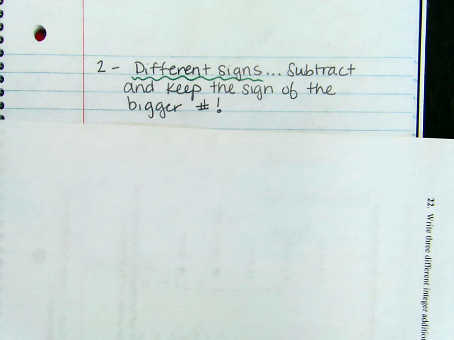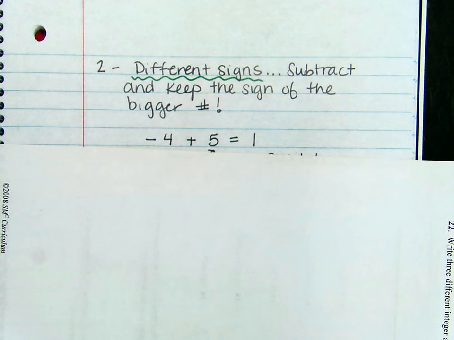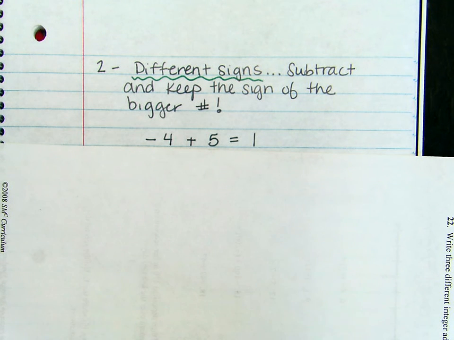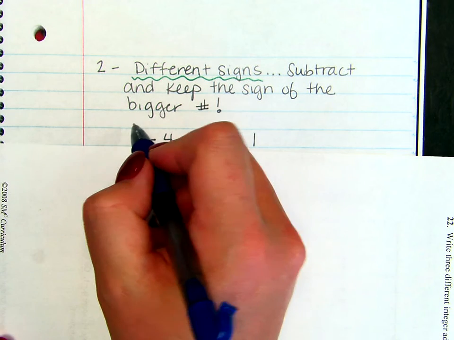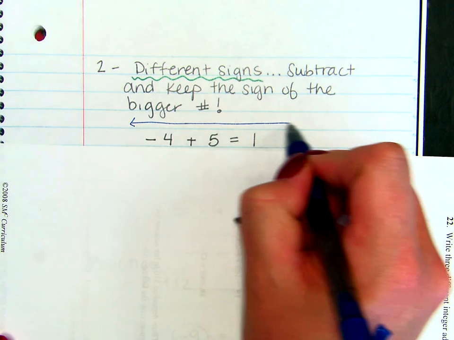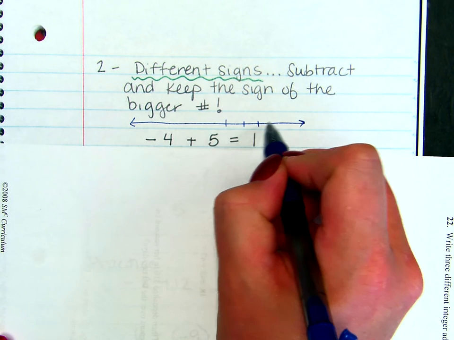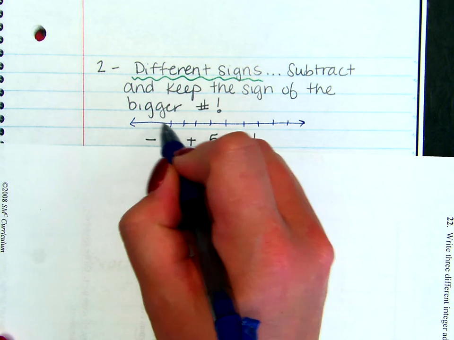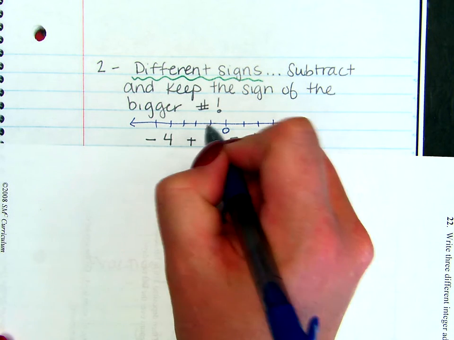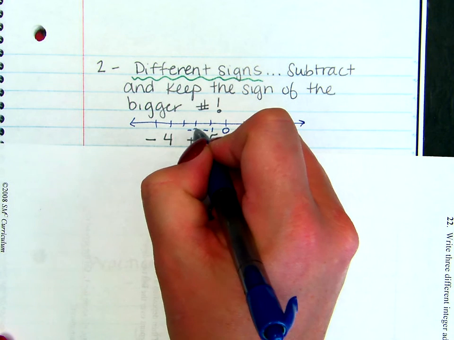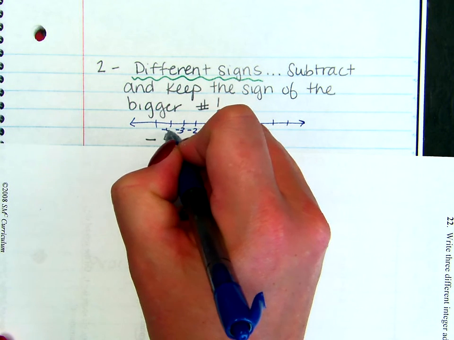Okay, so if we have the problem negative 4 plus 5, negative 4 plus 5 happens to give us 1. If we were to look at this on a number line, I'd have my 0 right here. This would be -1, -2, -3, -4.